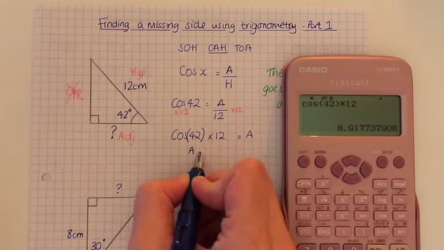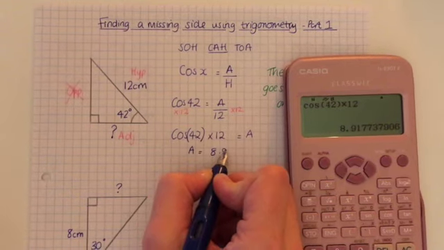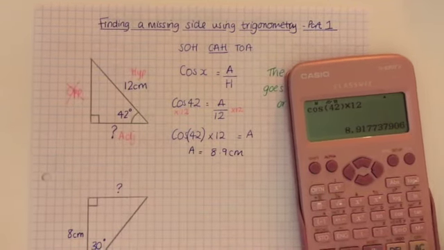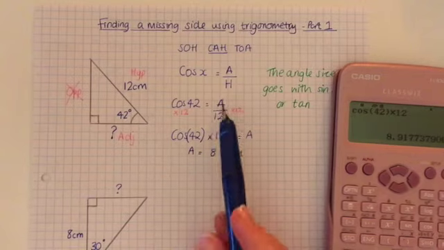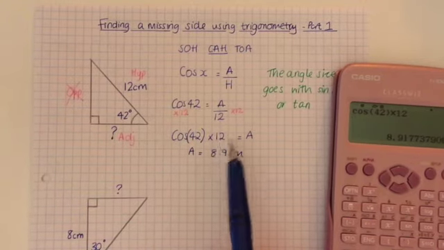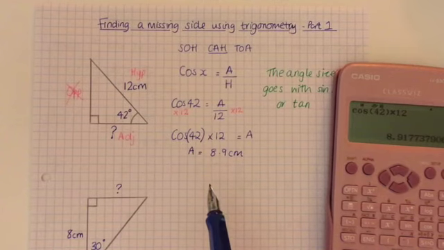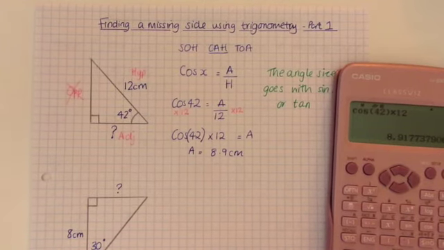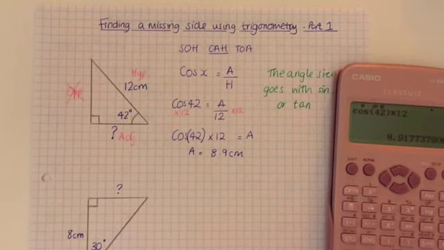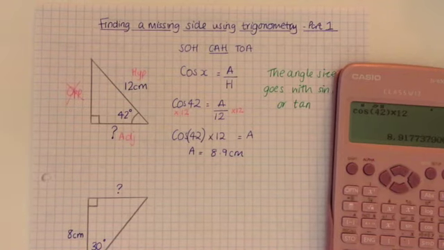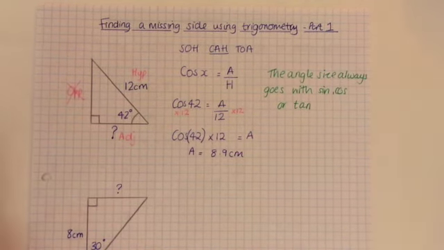So A equals 8.9 centimetres. All I've done is put in what I know, and I've multiplied each side by 12 to get the A on its own. It's the same method every time, and you'll see this in the next example that I go through.